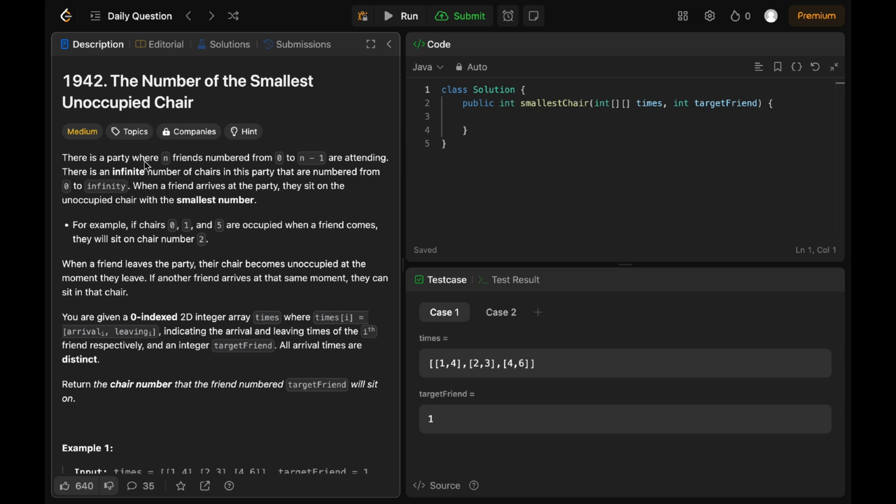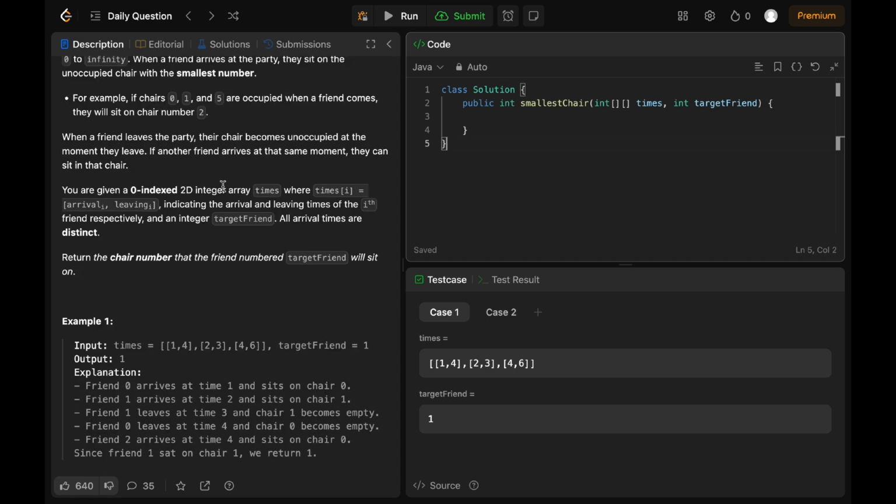In this problem, there is a party where n friends numbered from 0 to n-1 are attending. There are an infinite number of chairs at the party that are numbered from 0 to infinity. When a friend arrives at the party, they sit on the unoccupied chair with the smallest number. For example, if chairs 0, 1 and 5 are occupied when a friend comes, they will sit on chair number 2. When a friend leaves the party, their chair becomes unoccupied at the moment they leave. If another friend arrives at the same moment, they can sit in that chair.